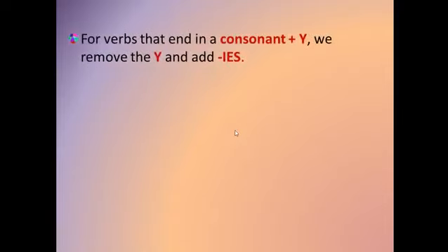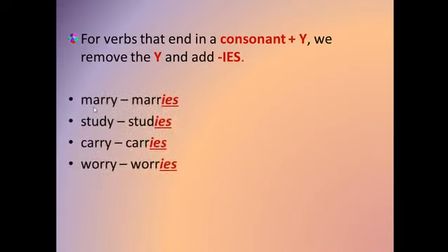Now, if my subject is he, she, or it, but my verb ends in a consonant, and we said consonants are all the letters except the vowels, plus y, we remove the y and add ies. For example, he marries. Here I have a consonant r and a y, so I remove the y and add ies. She studies. I have a d, a consonant, and a y, and my subject is she, so I remove the y and add ies.